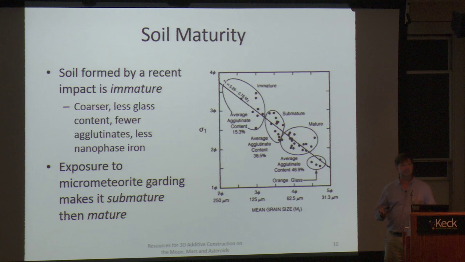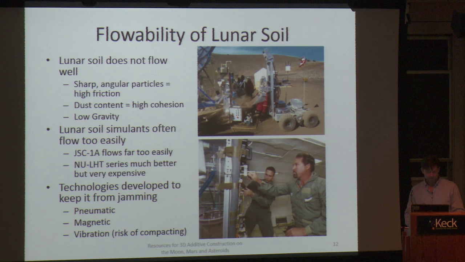I'm going to skip, for the sake of time, a couple of these. Let me just mention flowing lunar soil is important to consider. The particles are sharp and angular, high friction, because of the large dust content. There's a lot of cohesion. Therefore, it doesn't flow well. And then making it worse on the moon, you've got low gravity.